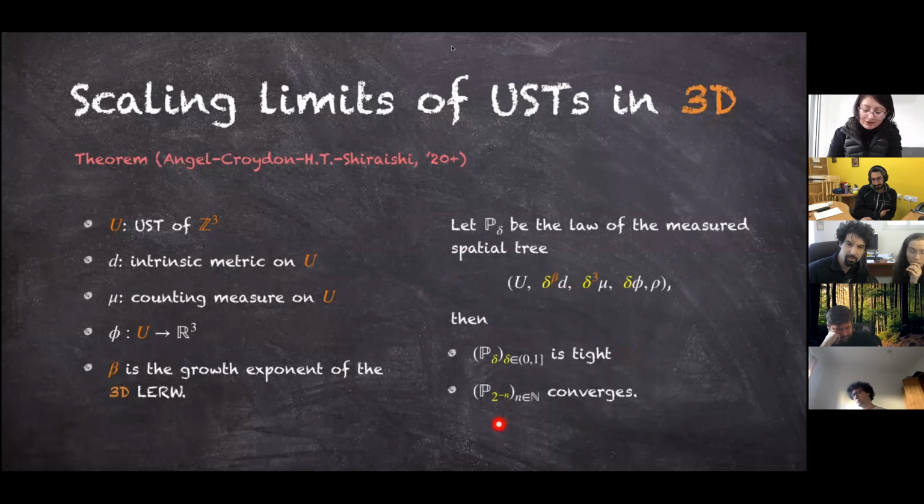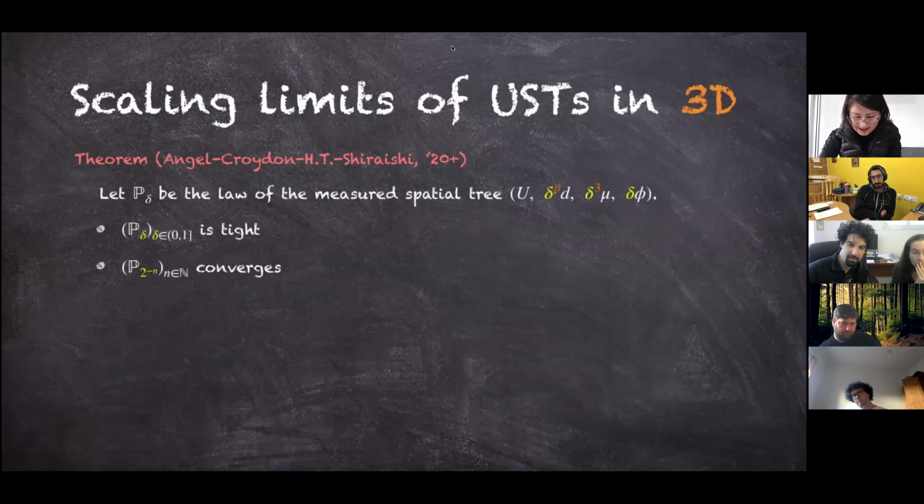And if we pick some particular subsequence, it converges over that subsequence. And I will also talk more about why this particular subsequence, or maybe some little variation of dyadic scaling. So we have some restrictions that come from what we already know from the loop-erased random walk. So this is the main result. And there are two parts essentially: we have tightness and convergence over a subsequence.